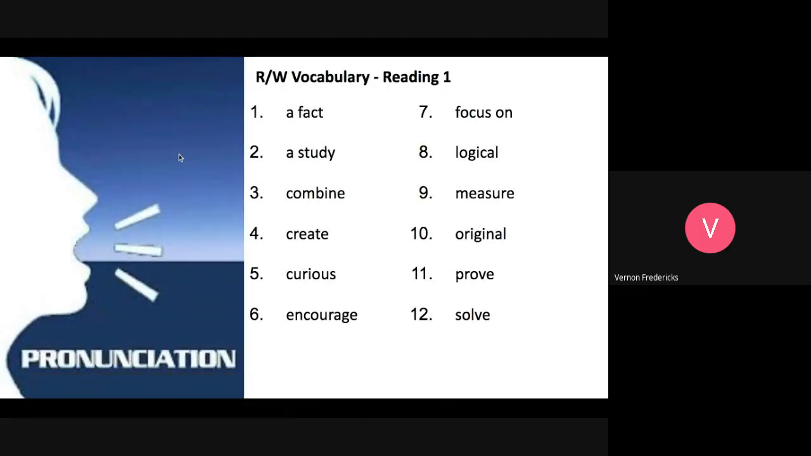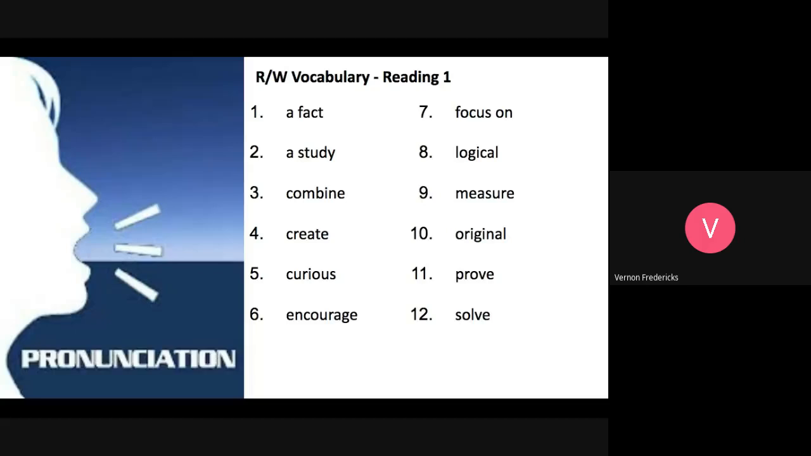Okay, so vocabulary for reading 1. The first word is a fact, something that is true. A study: people look at something in-depth, analyzing something that they want to know about. For example, the COVID, there's a study happening right now about the COVID-19 situation. Scientists want to find out what the causes are, how it happened, and what the solution is to fix this problem. Okay, combine means to put some things together.